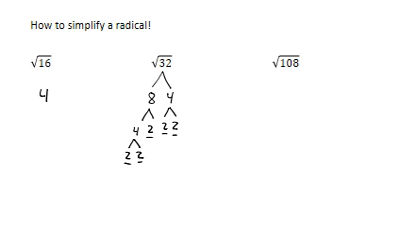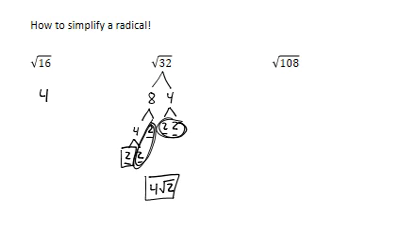Now because it's a square root, I'm looking for pairs. So I see a pair here and a pair here. So if this pair has a 2 come out and this pair has a 2 come out, I have to multiply those together. 2 times 2 is 4. But then I still have this lone 2 right here left underneath the square root. So the square root of 32 simplifies to 4 root 2.